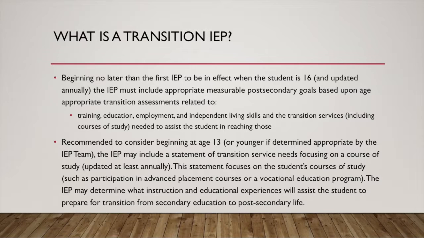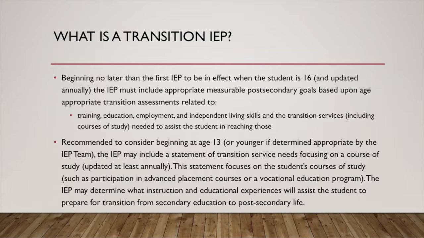So a transition IEP, there's a lot going on here. Beginning no later than the first IEP to be in effect when the student is 16, and this is updated annually. So if you're creating an IEP and the student is going to turn 16 within that IEP year, they have to have transitions in there, which means the IEP must include appropriate, measurable post-secondary goals based upon appropriate transition assessments related to training, education, employment, independent living skills, and transition services, including courses of study needed to assist the student in reaching those.